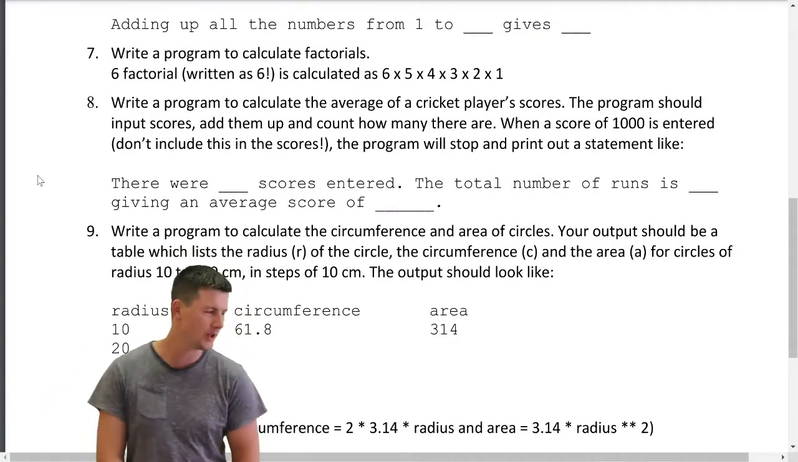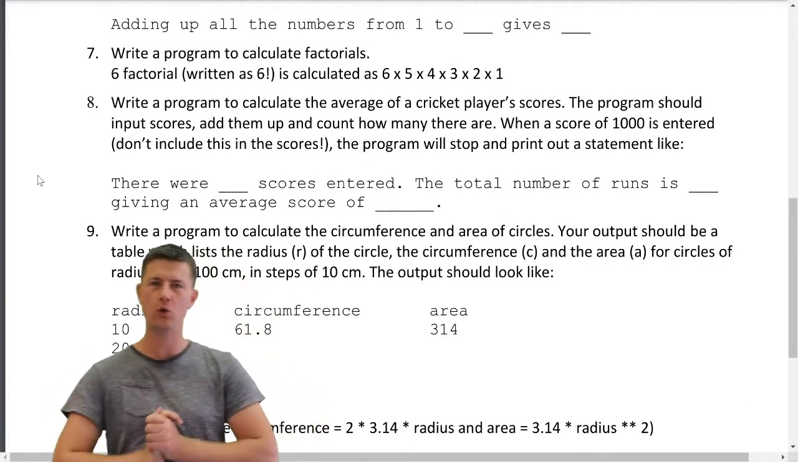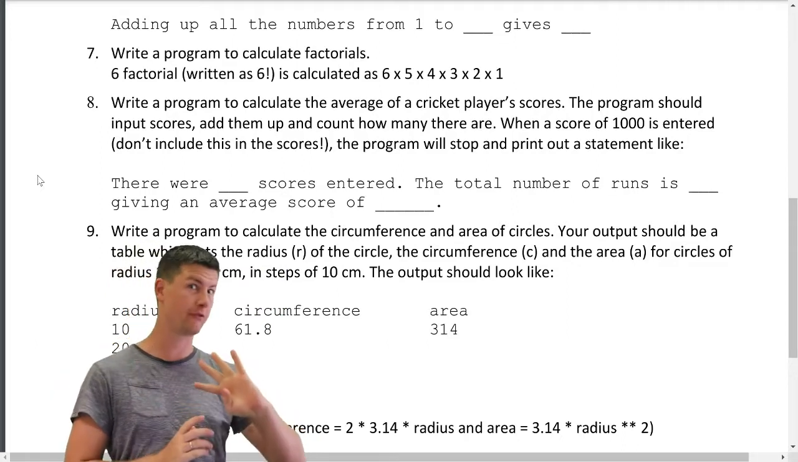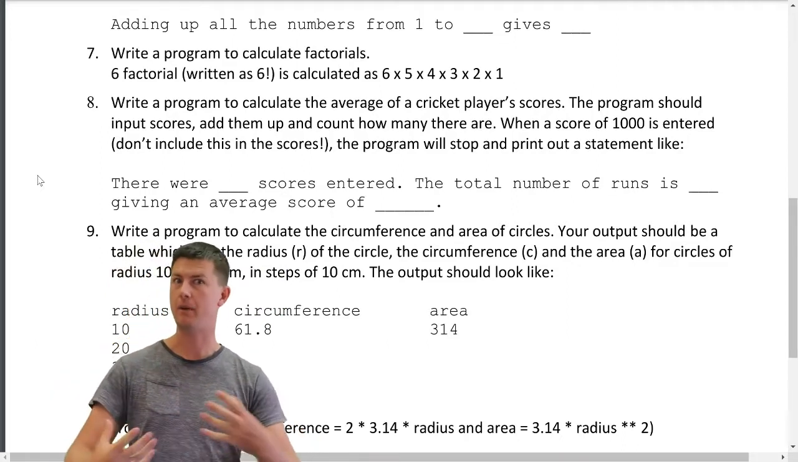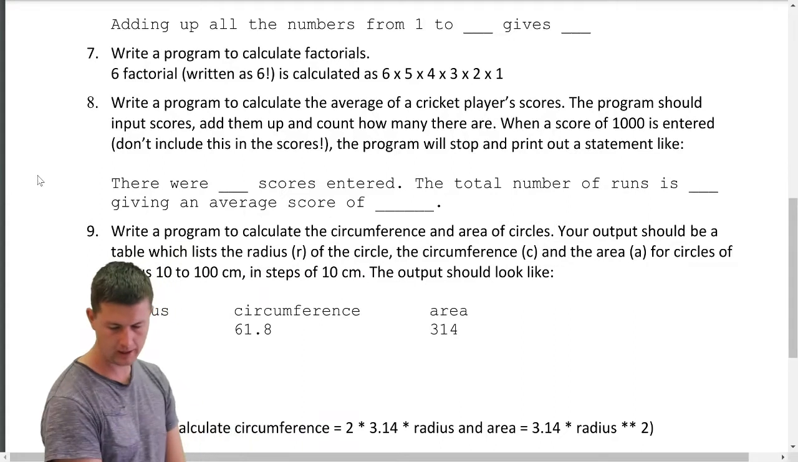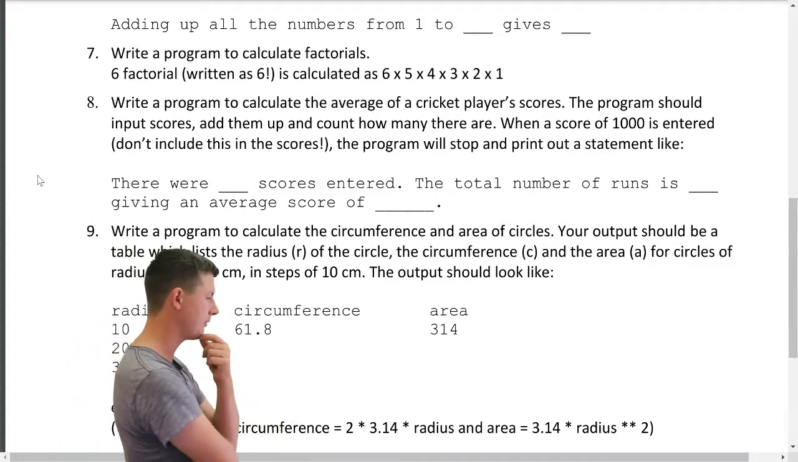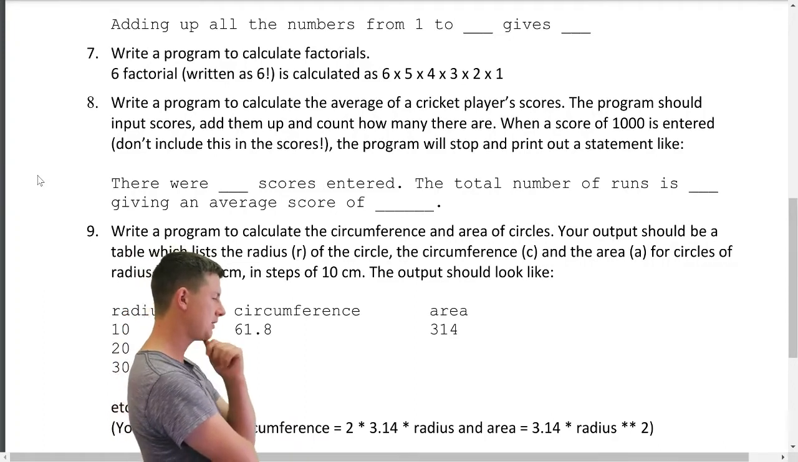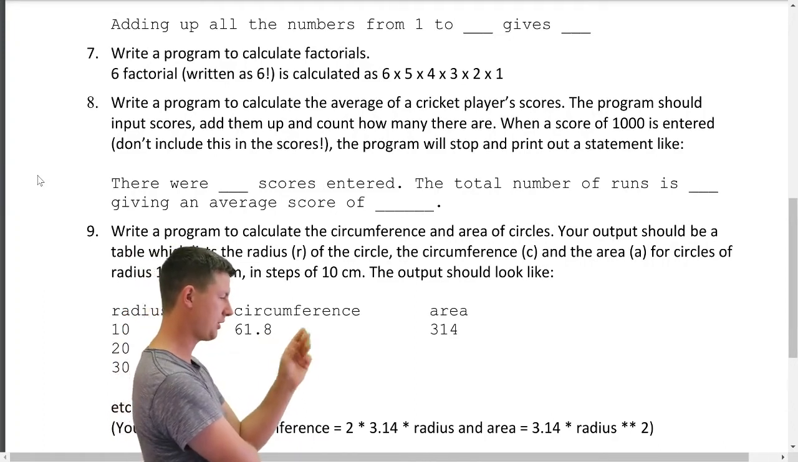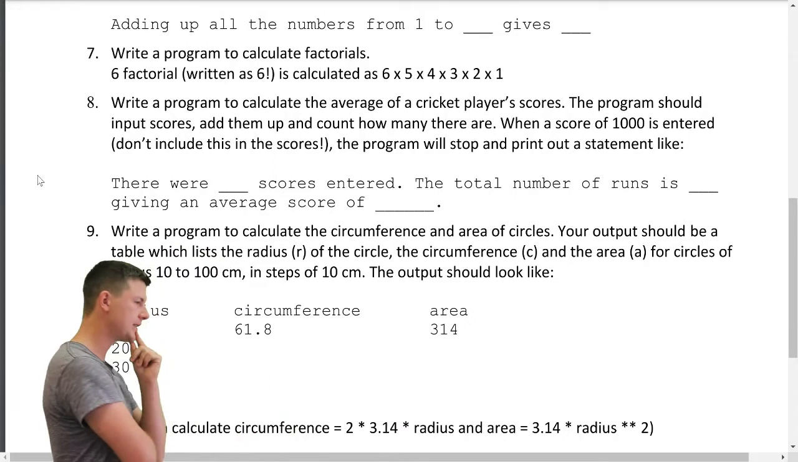Okay, on to question 8. We're still looking at for loops, which is part 4 of our beginning Python program. This is going to look a little bit similar to what we've done before, but it's got a new trick to it that you wouldn't have seen yet.